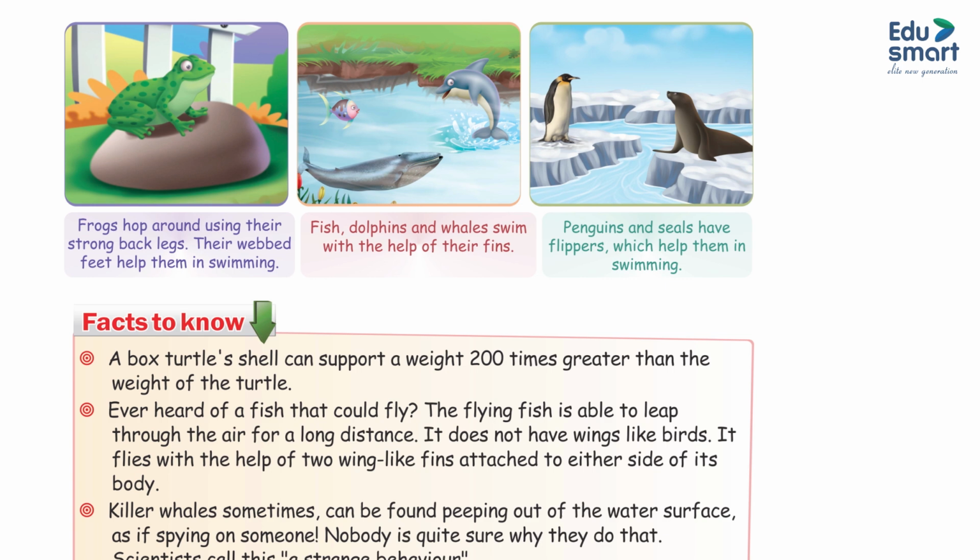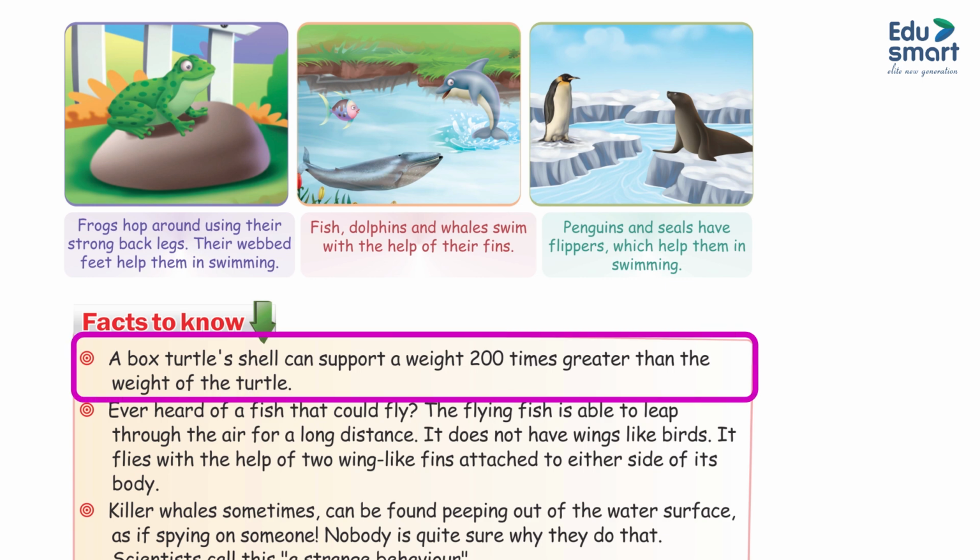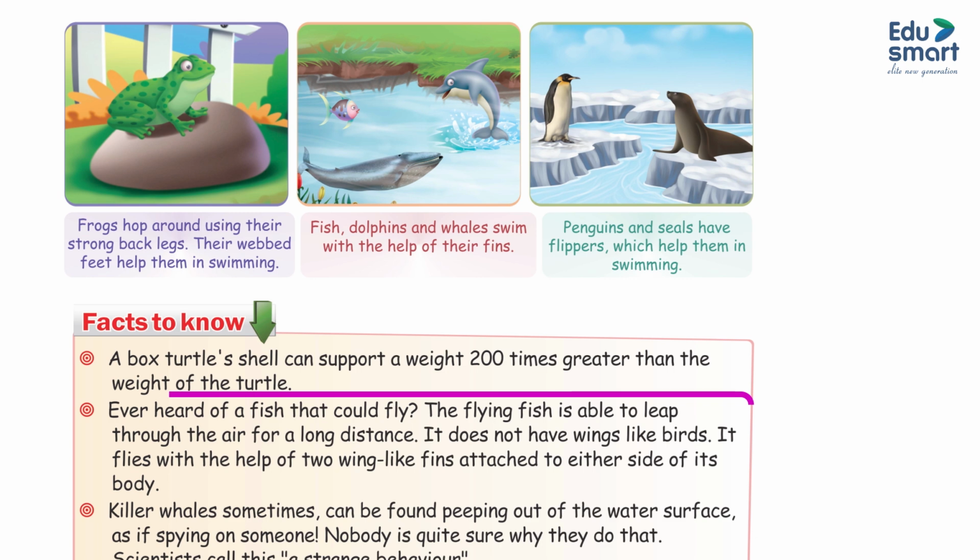Facts to know: a box turtle's shell can support a weight 200 times greater than the weight of the turtle. Ever heard of a fish that could fly? The flying fish is able to leap through the air for a long distance. It does not have wings like birds. It flies with the help of 2 wing-like fins attached to either side of its body.